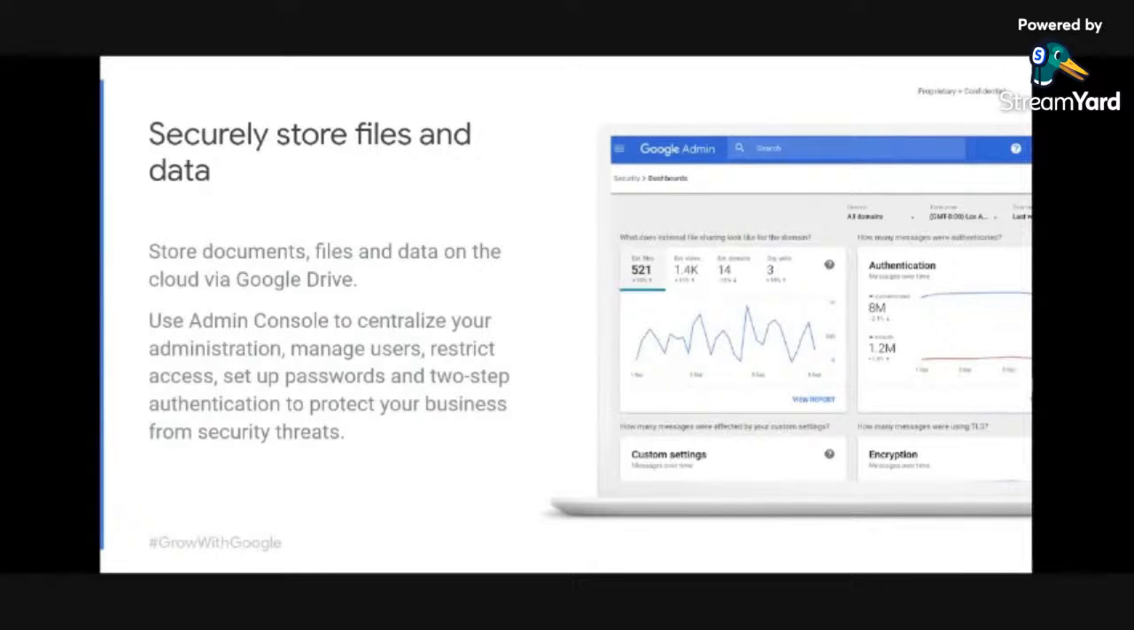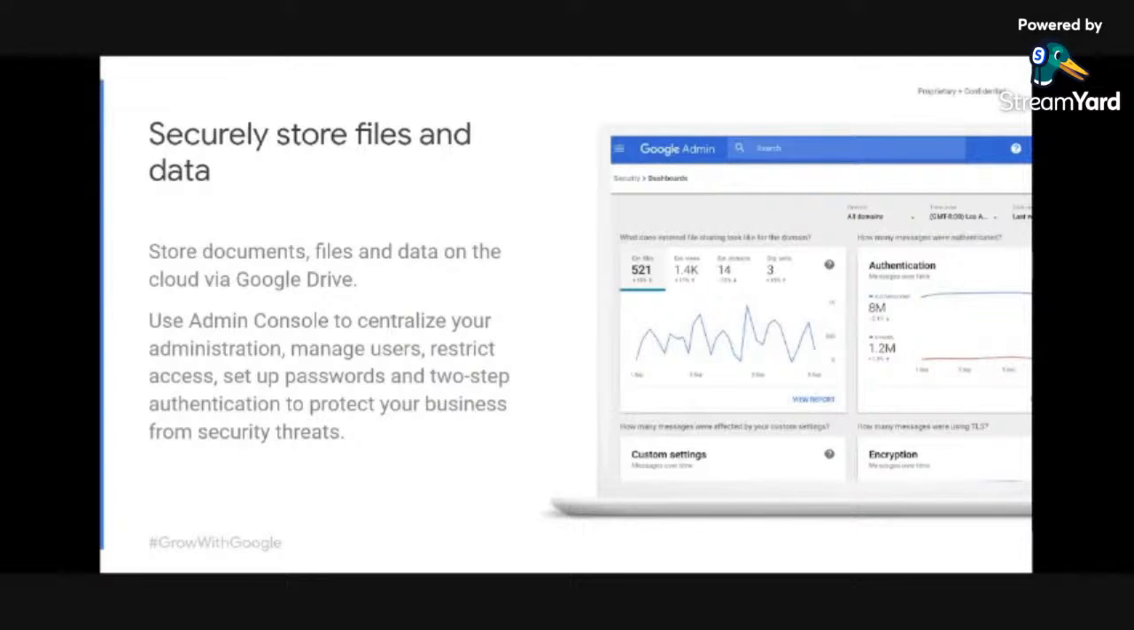Store documents, files, and data on cloud via Google Drive. Use the admin console to centralize your administration. Use integrated cloud identity features to manage users and set up security options like two-step verification and security keys. Protect your organization with security analytics and best practices within the Security Center. Identify and prevent threats with Google-powered AI.